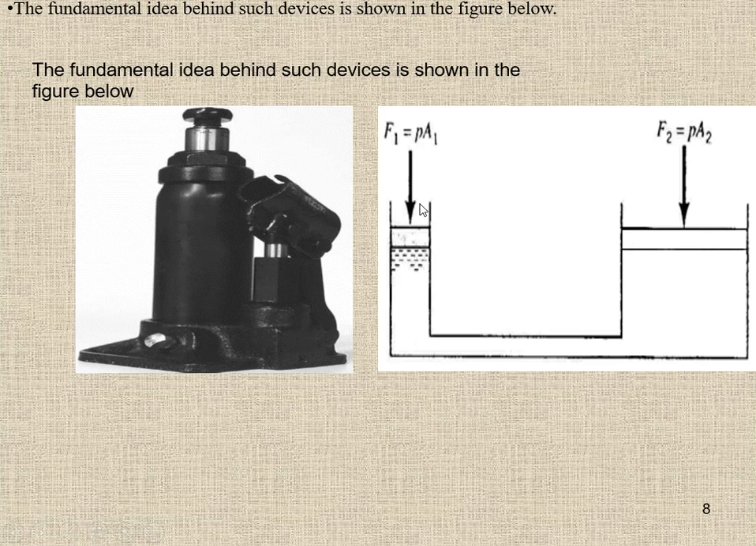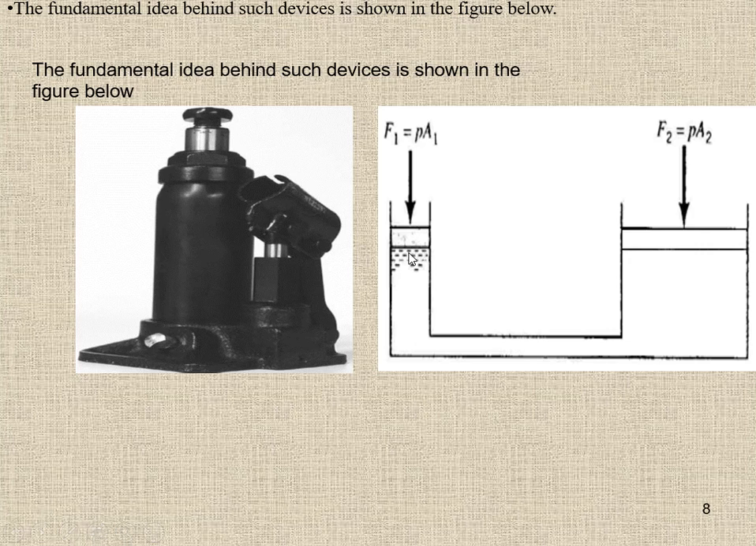On one side is the press, here this is the hydraulic jack, and the force we normally apply is a small force, F1, acting on a small area A1. Whatever pressure we exert, the same pressure will be transmitted to the other side according to Pascal's law that we derived previously. The fundamental idea behind such a device is shown in the figure below. Here we are applying the force F1.